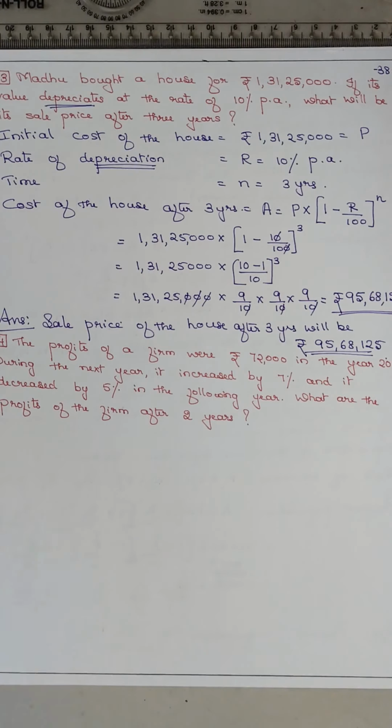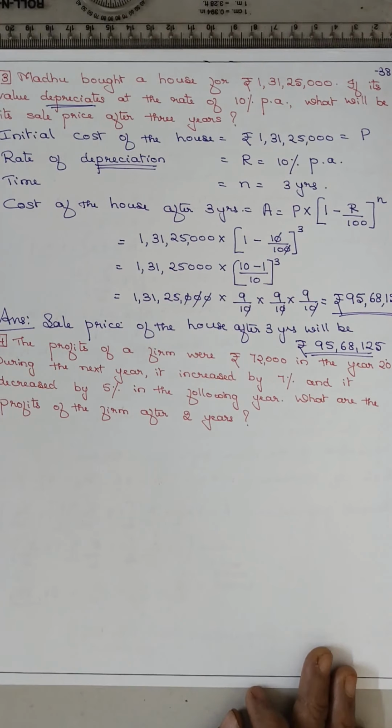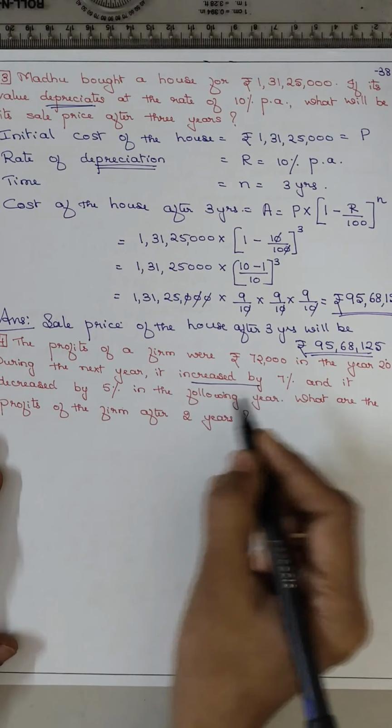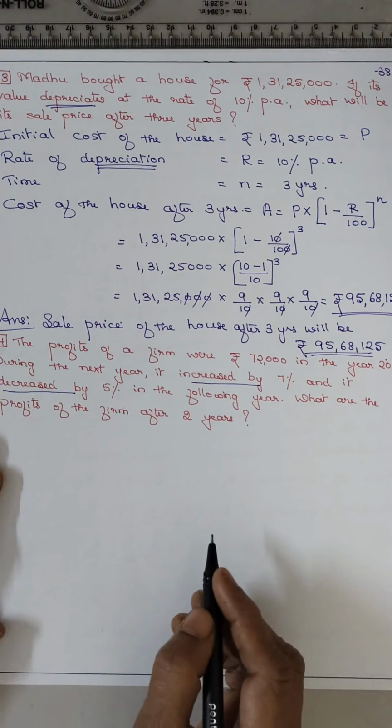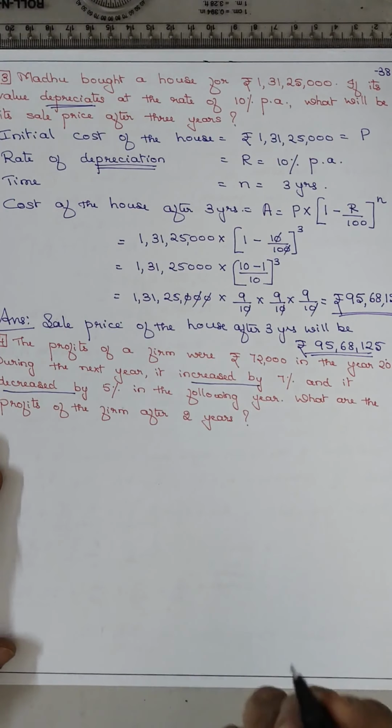Now coming to the fourth question, the profits of the firm were 72,000 in the year 2014. Then during the next year it increased by 7%, and in the next year it decreased by 5%. What are the profits of the firm after 2 years? एक साल बढ़ गया, दूसरे साल कम हो गया. Increased and decreased दोनों हैं. So it is the profit.